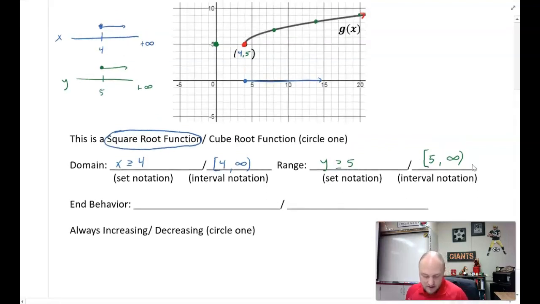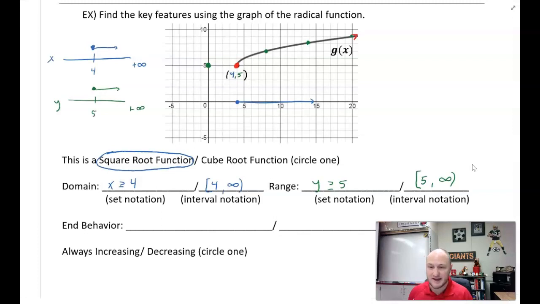Now we're going to look at end behavior. Square root functions, like I said, only have one end behavior. Again, this is for square root functions.